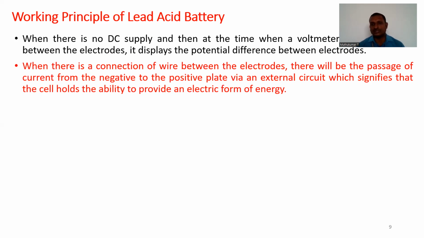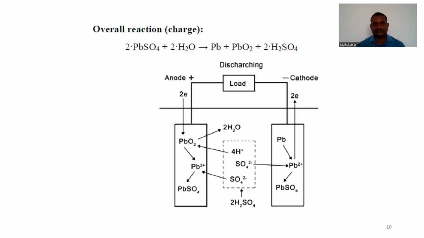This is called the charge. That is called electricity. The flow of electrons forms the electricity. During the discharging process, chemical energy is converted into electrical energy. So this is the overall reaction: 2PbSO4 plus 2H2O gives Pb plus PbO2 plus 2H2SO4.